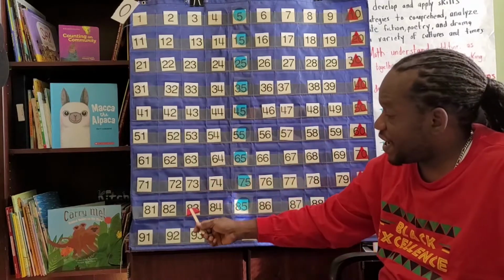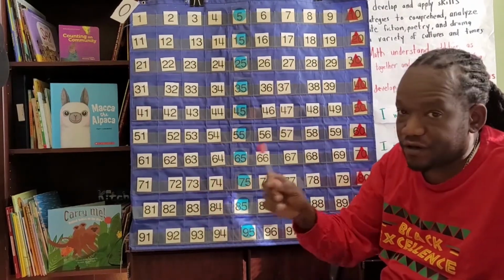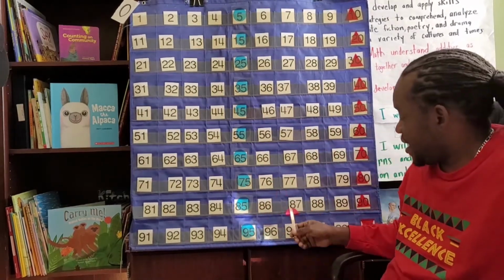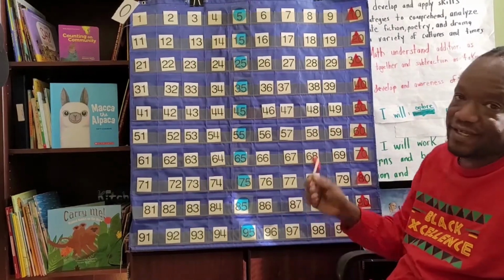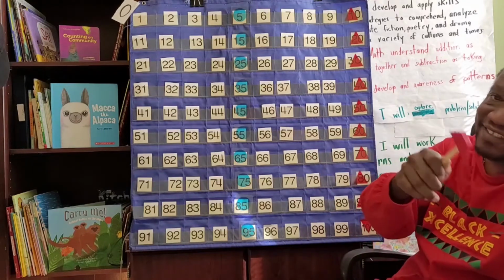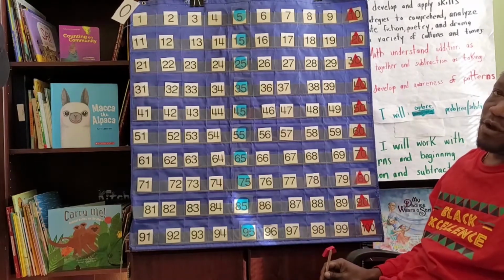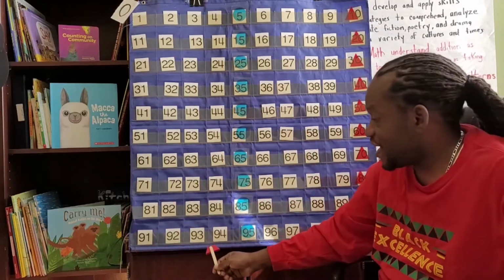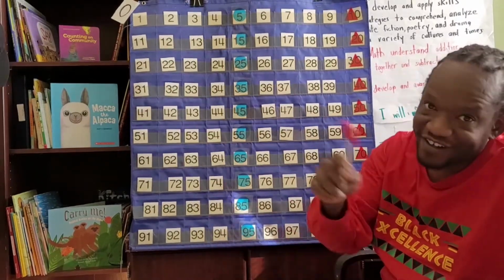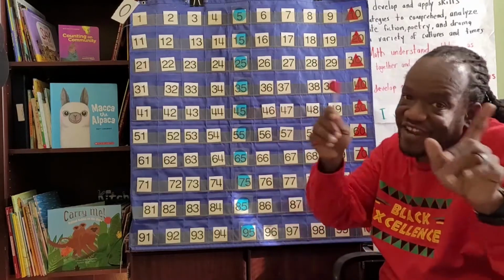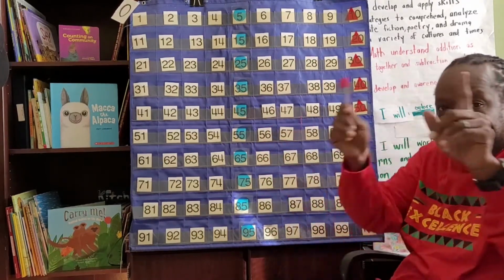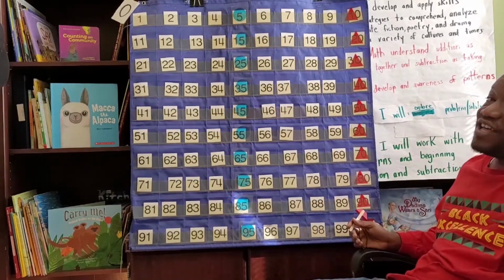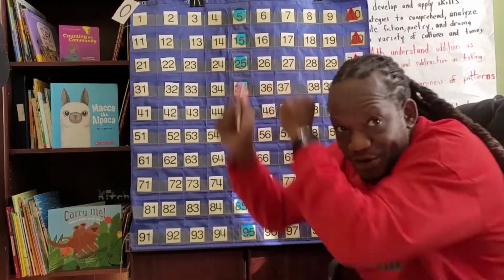82, 83, 84, 85, 86, 87, 88, 89, 90. Whew. 91, 92, 93, 94, 95, 96, 97, 98, 99, 100. Yeah, you made it.